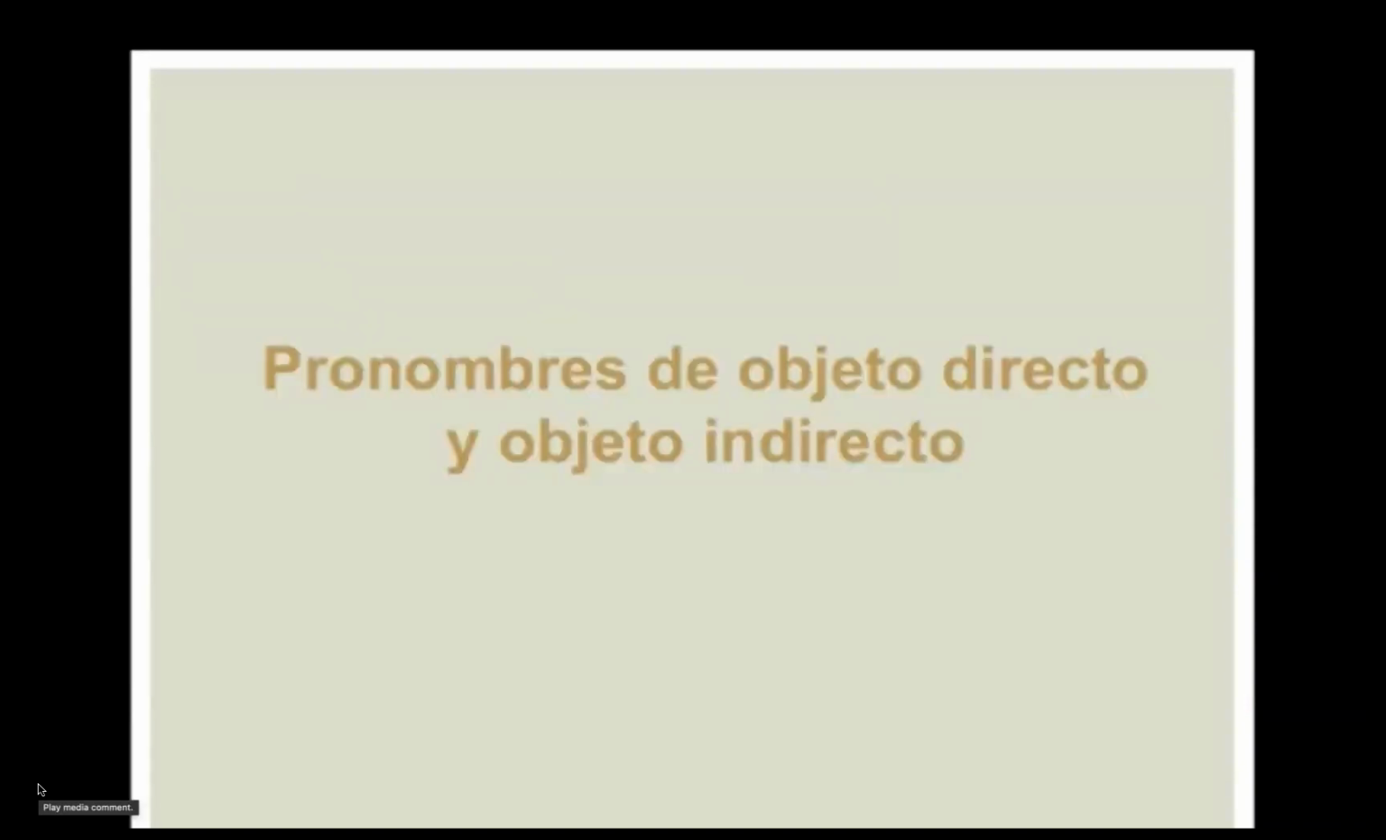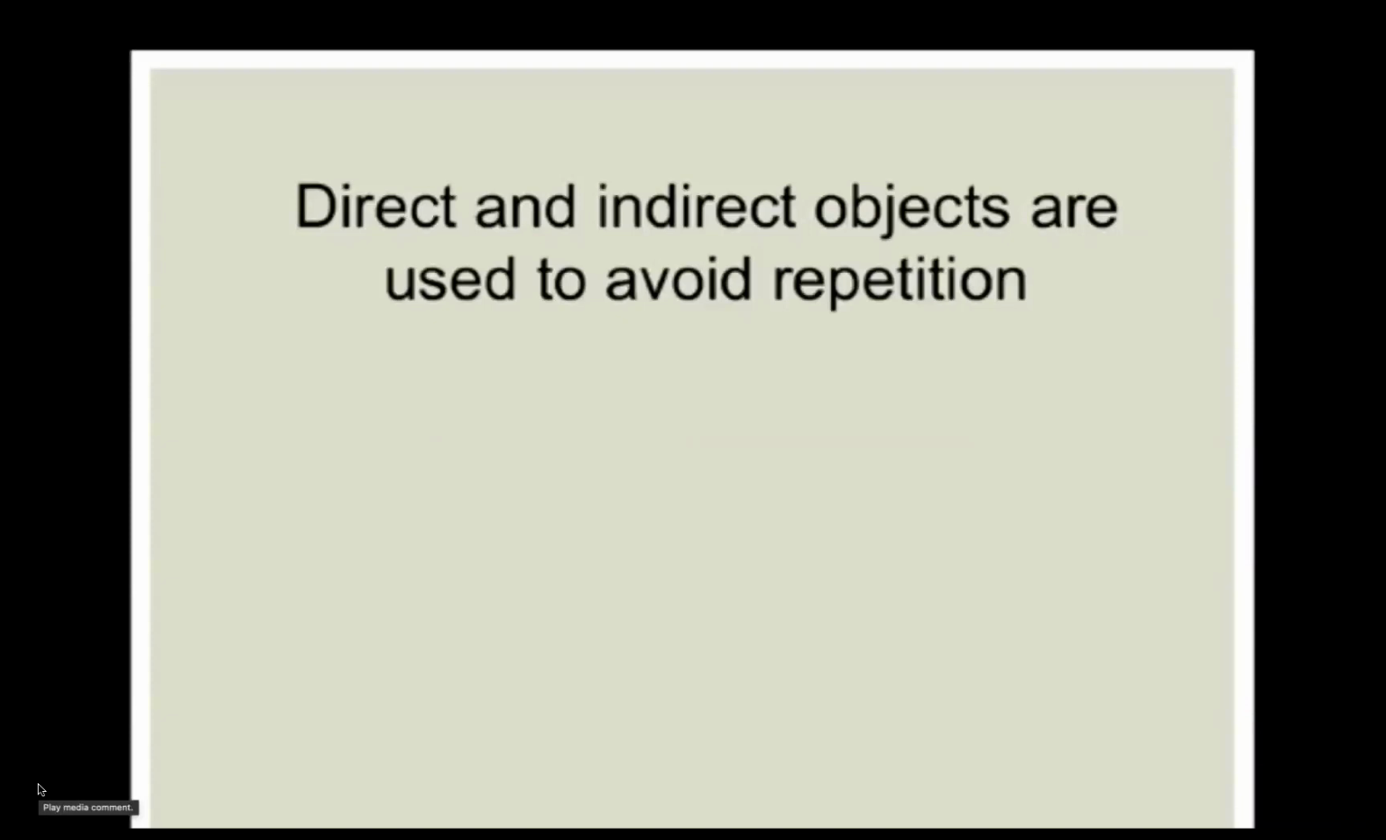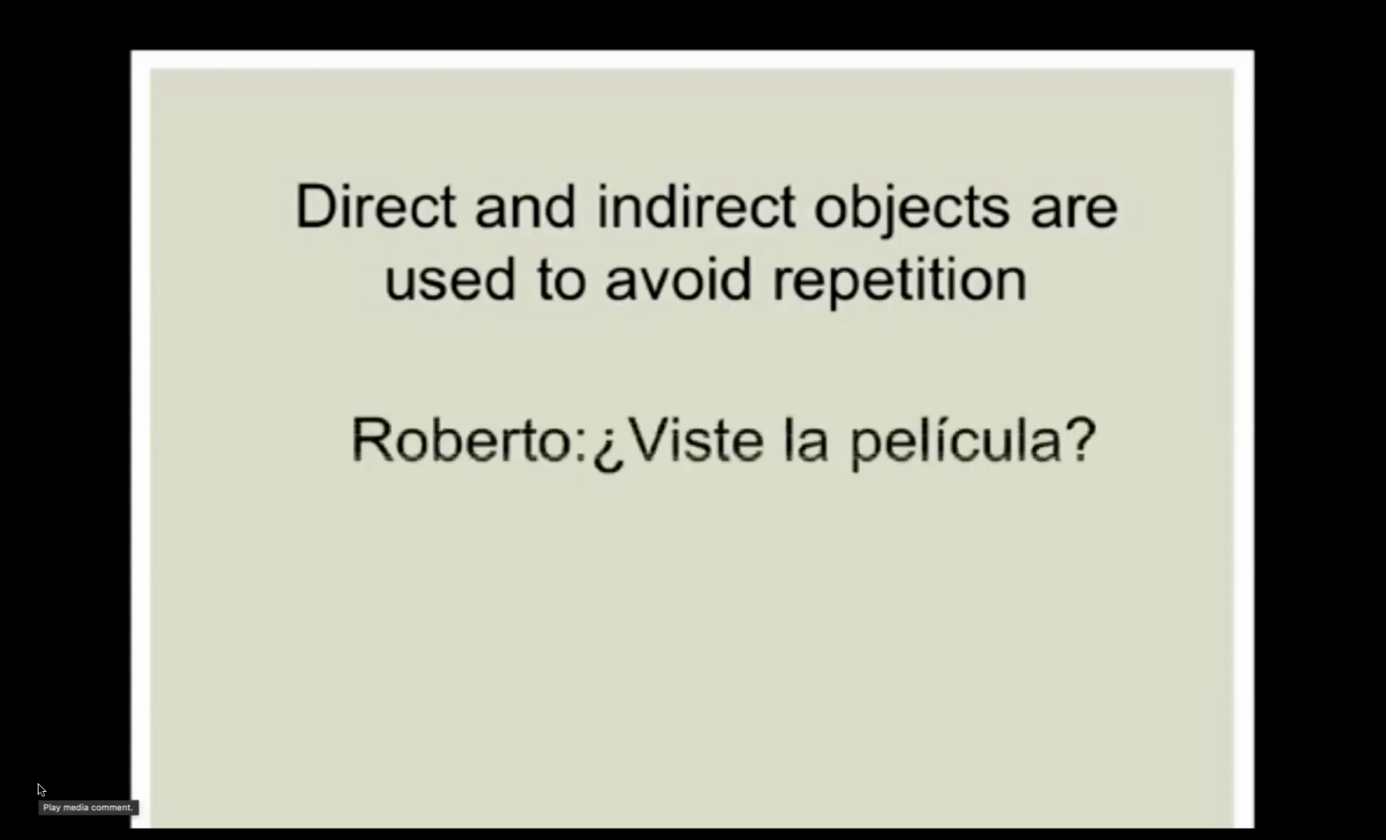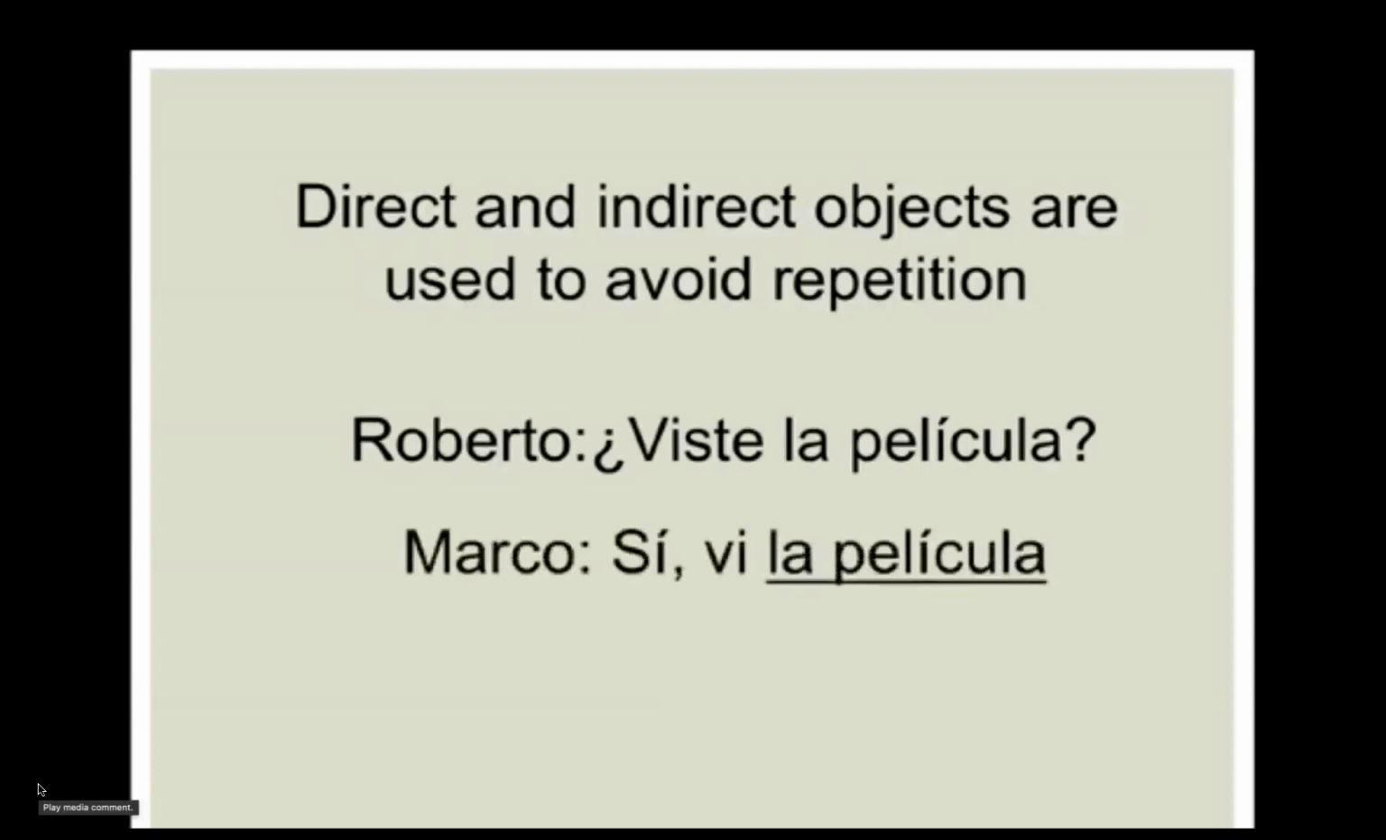Now let's explore more examples in a more detailed way. Let's start by examining one type of object at a time. In this case, direct objects. Let's do so by looking at the following conversation between Roberto and Marco. Roberto, ¿viste la película? Marco responde, sí, vi la película.